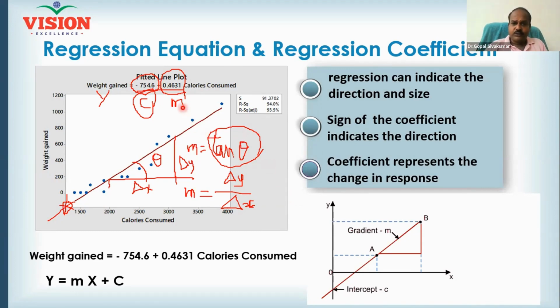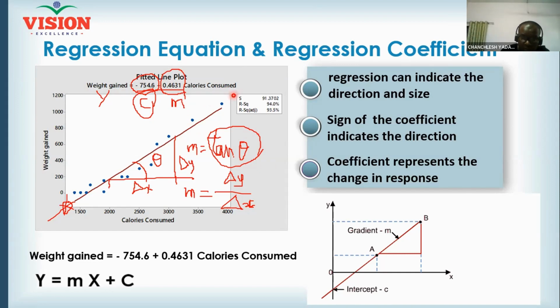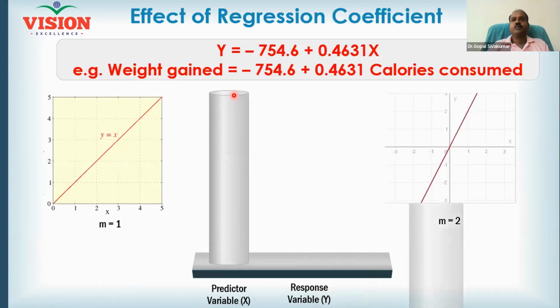The 0.4631 is known as regression coefficient. All of you understand what is regression coefficient here? 0.4631 is known as regression coefficient. Very good. We move on.